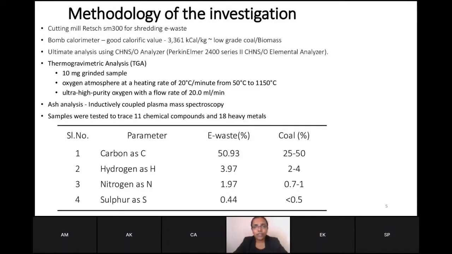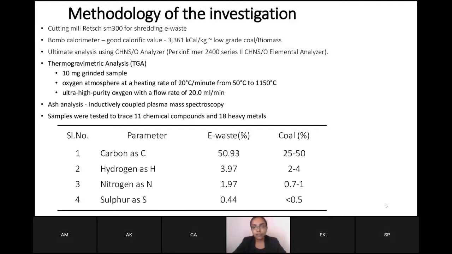Now, this is the kind of informal recycling happening on the ground, so what we wanted to investigate was the environmental impact. First, we wanted to check the calorific value of the printed circuit board we are burning. We used a bomb calorimeter and found that the circuit boards had a calorific value equivalent to that of coal, around 3300 kcal per kg, and the carbon, hydrogen, nitrogen, and sulfur contents were as much as for coal. Apart from this, we also did a thermogravimetric analysis.